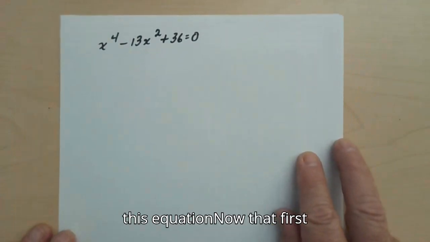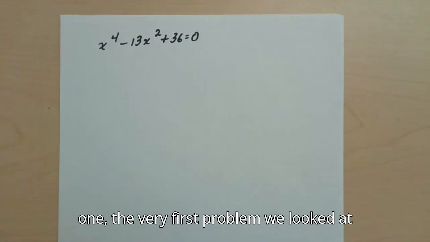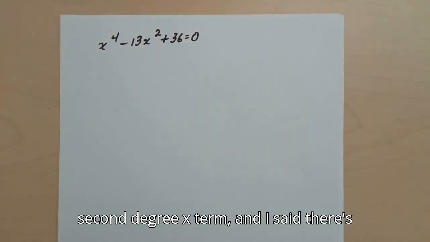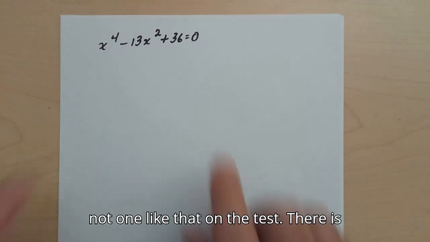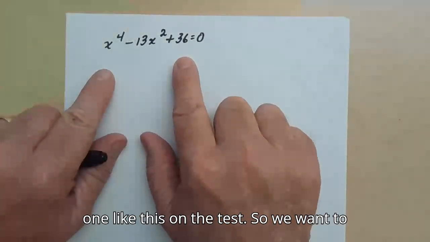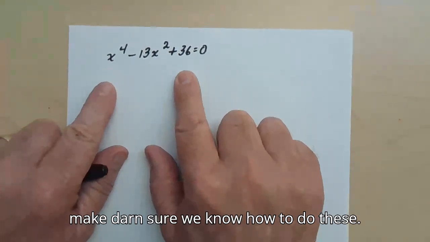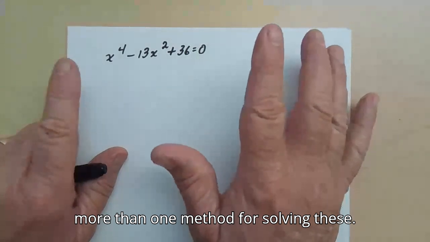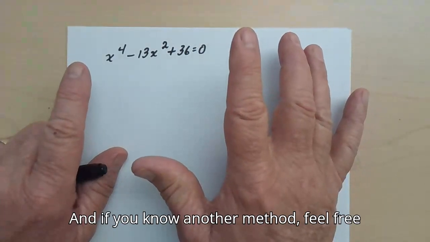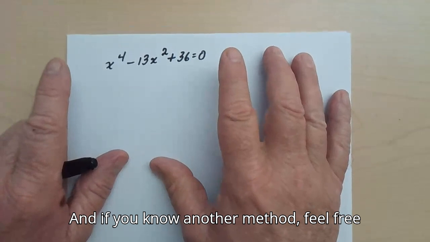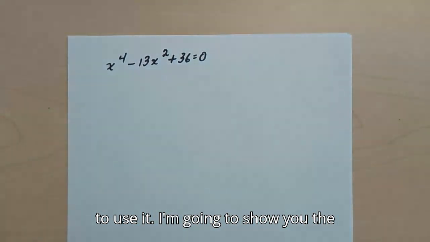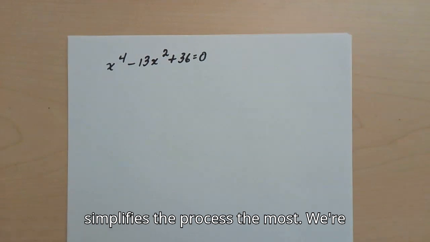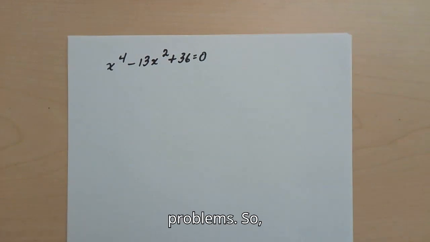Okay, this equation, now that very first problem we looked at where there was a 4th degree and a 2nd degree x term, and I said there's not one like that on the test. There is one like this on the test. So we want to make darn sure we know how to do these. I'm going to show you all that there's more than one method for solving these. And if you know another method, feel free to use it. I'm going to show you the method that, to me, sort of simplifies the process the most. And we're going to look at a couple of these problems.